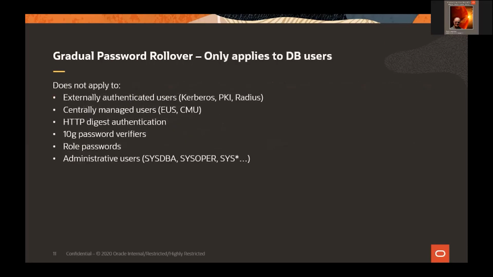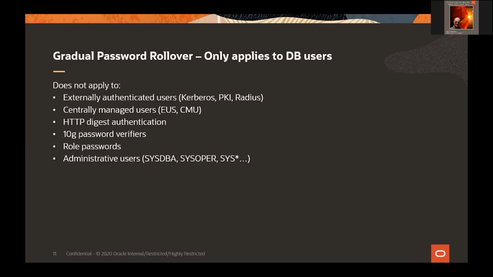This only applies to database users. It doesn't apply to any of the externally authenticated users. This kind of makes sense, right? Because those passwords are maintained in external systems: Kerberos, PKI, RADIUS, or OID, or Active Directory with centrally managed users. Users using HTTP digest authentication, this won't work for them. And this will not work for 10G password verifiers. It only works for 11G and 12C password verifiers. And it doesn't work for role passwords, which activate roles when used.